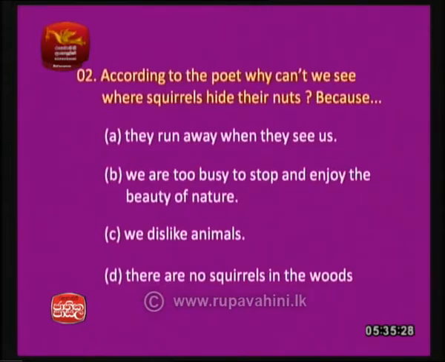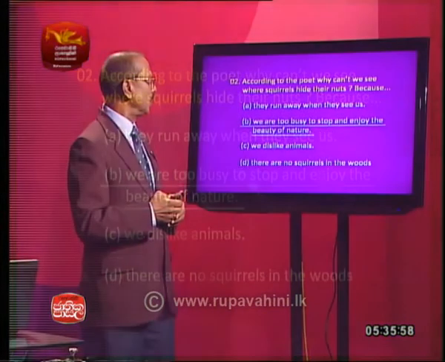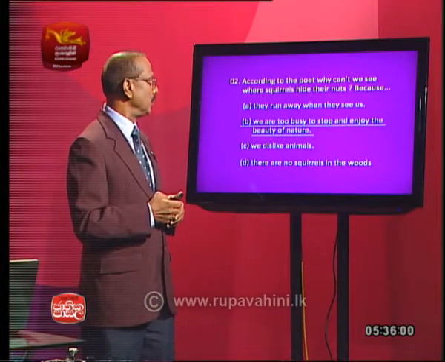We are too busy to stop and enjoy the beauty of nature. See, we dislike animals. There are no squirrels in the woods. So you can see only one is correct. Which one is correct? That is B. We are too busy to stop and enjoy the beauty of nature. Your third couplet goes like this: No time to see when woods we pass, where squirrels hide their nuts in grass. So therefore, B is correct.